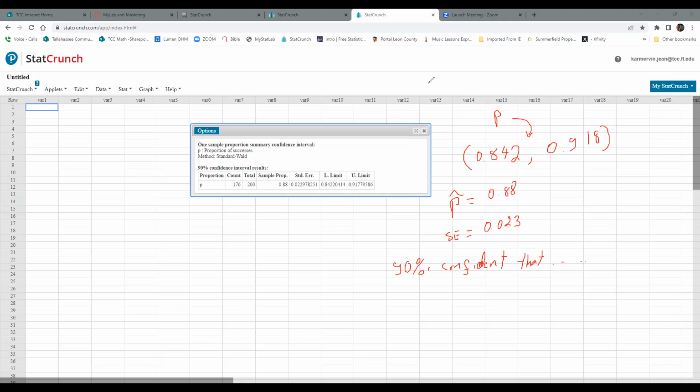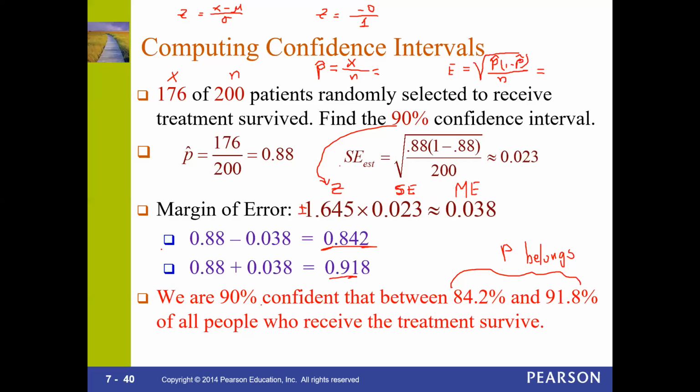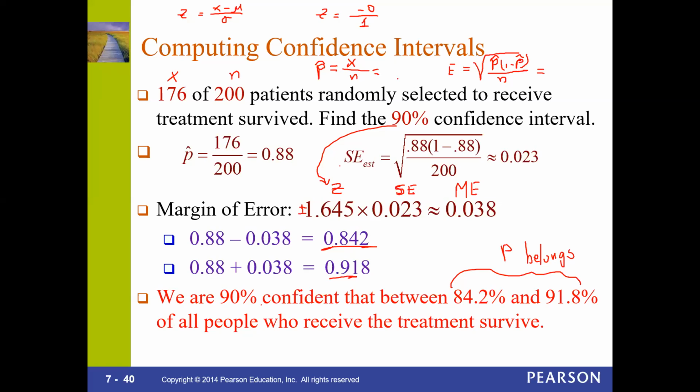Okay, I'm going to stop sharing that and go back to my notes. Which one am I sharing? Let me just stop sharing for a minute. I'm sharing the PowerPoint presentation. Okay, so yeah, we're able to find the same answer using StatCrunch.